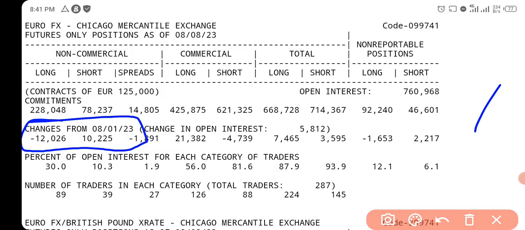Now this is the percentage of interest. So I won't be explaining this.